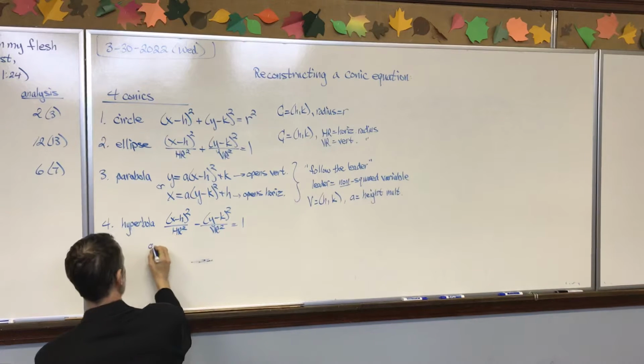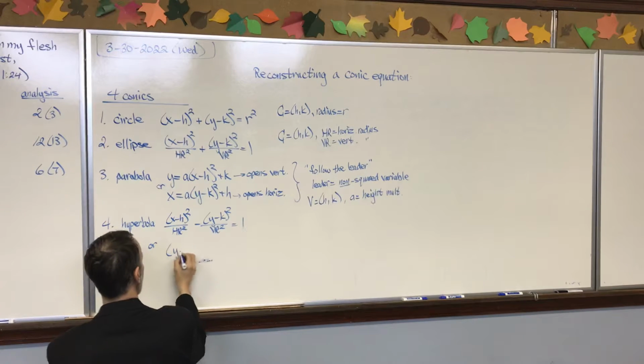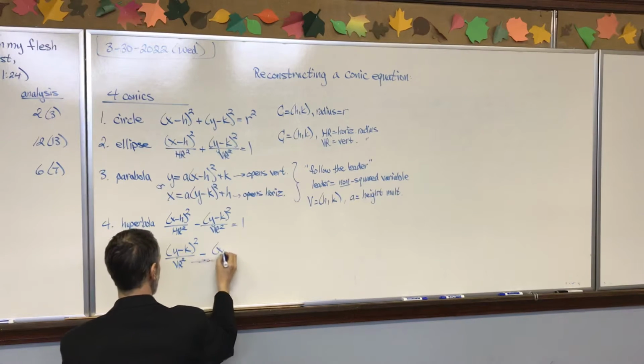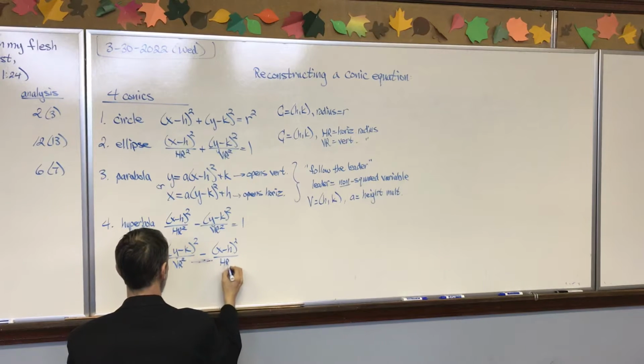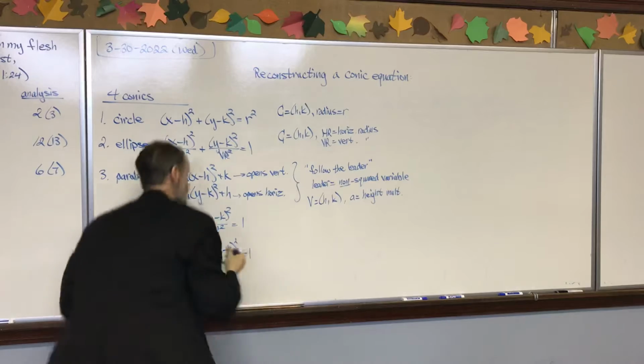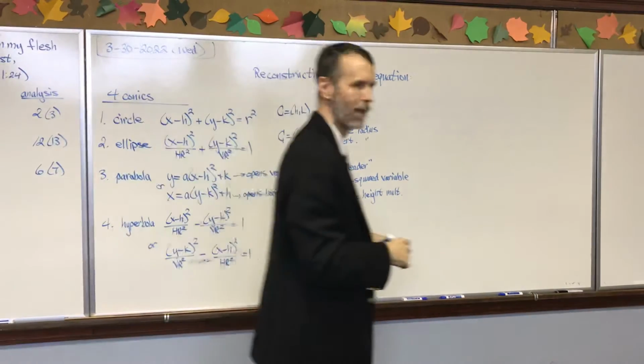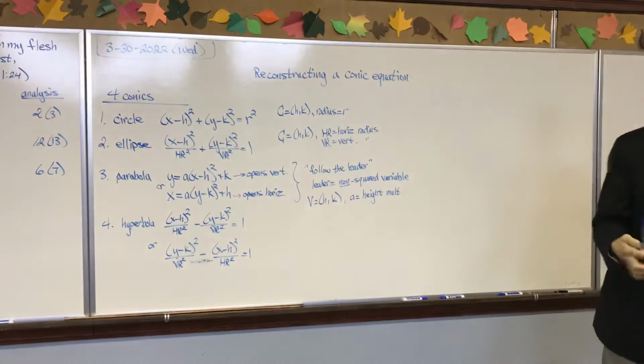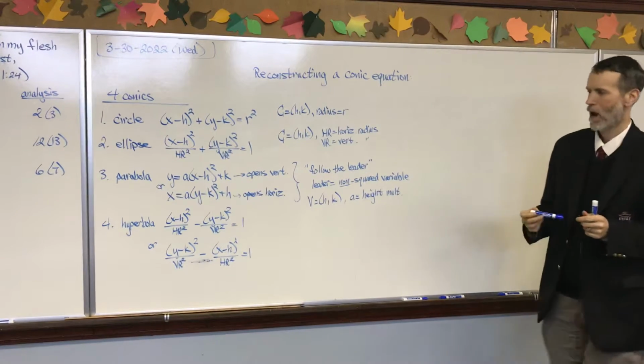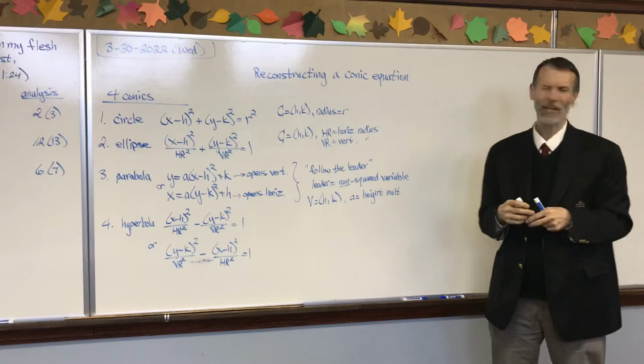But there is another version, the backwards version. y minus k squared over vr squared minus x minus h squared over horizontal radius squared equals 1. What's the difference? Sam? The bottom one is switched around. Yeah.